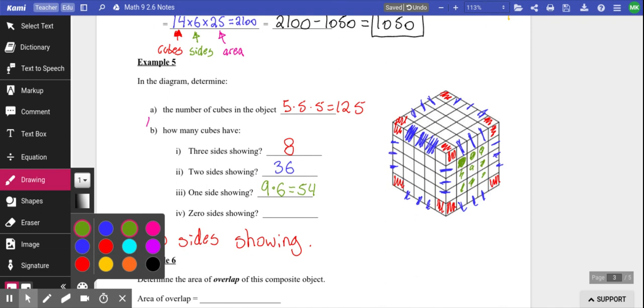Yep, you would count the bottom. Those bottom 9 you would count. Same with those back 9 on the 2 back corners that you can't see.